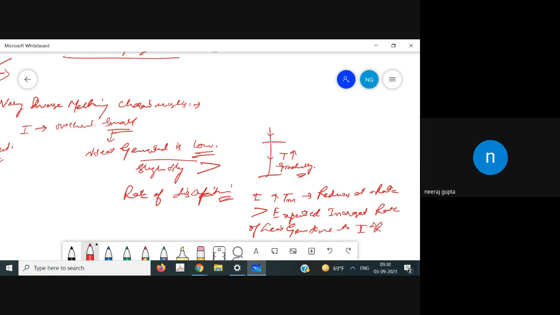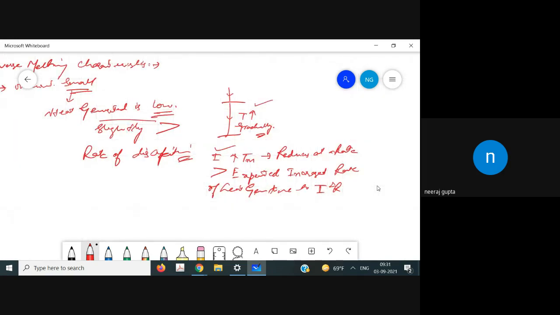So as the current increases, the melting time reduces at a rate which is greater than the expected increased rate of heat generation due to the I²R losses. Now, why is the rate of increase more than what is expected?